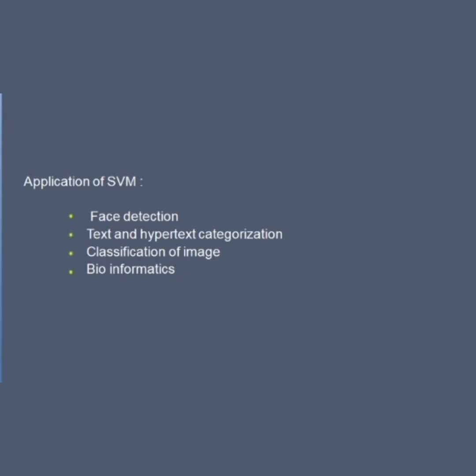And here are some applications of support vector machine, which is used for face detection, text and hypertext categorization, classification of image, and bioinformatics.